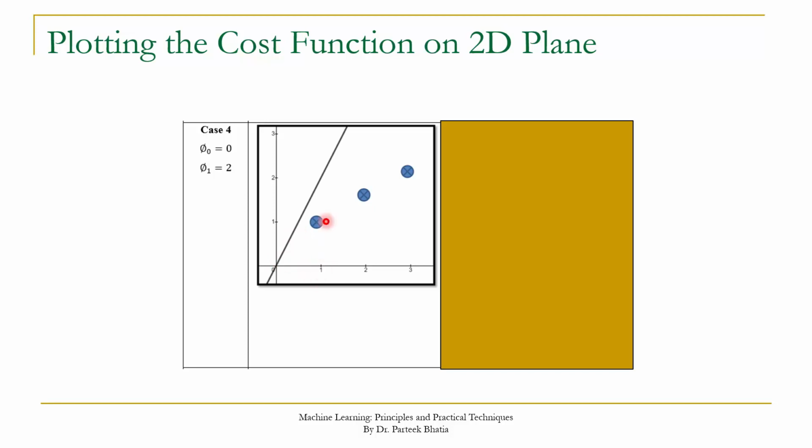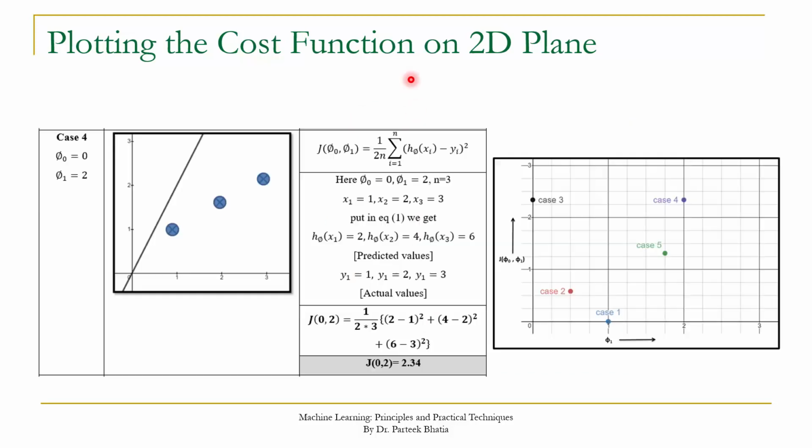For 1 the predicted value is 2. For 2 the predicted value will be 4. For 3 the predicted value will be 6. So let us perform all the calculation. It will be 2 minus 1 for first instance, 4 minus 2 for second instance, while 6 minus 3 for third instance. If you perform all the calculations, then the cost value will be 2.34. So when the value of slope is 2 or phi1 is 2, the cost function is 2.34.